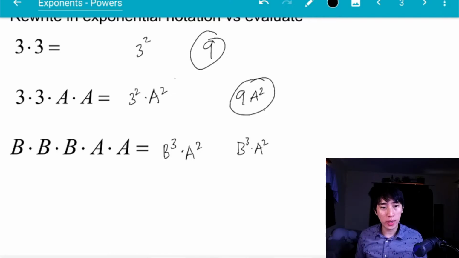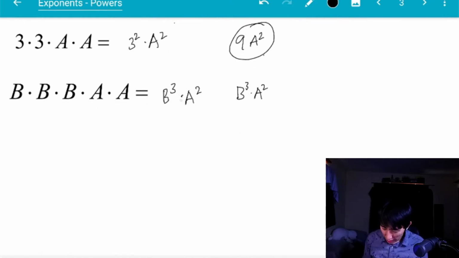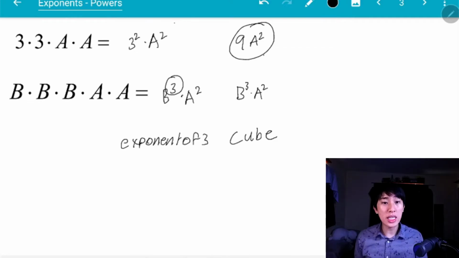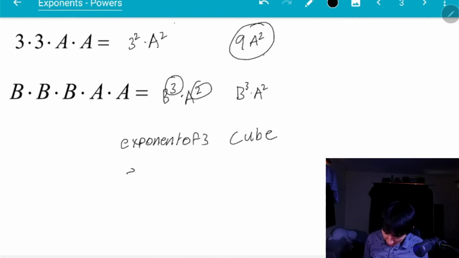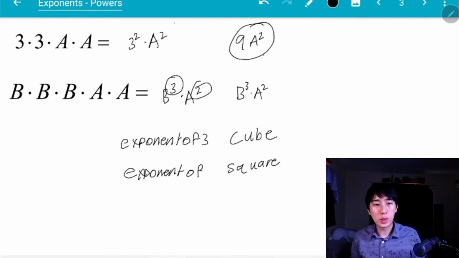Now there's something I don't have quite on here, but I did want to highlight it. An exponent of 3 is called a cube. So this is b cubed. And a second power, an exponent of 2, is called a square. And we call this a squared. So this could be written as b to the third power, a to the second power, or we could say b cubed, a squared. If you call it cubed or third power, it doesn't really matter.